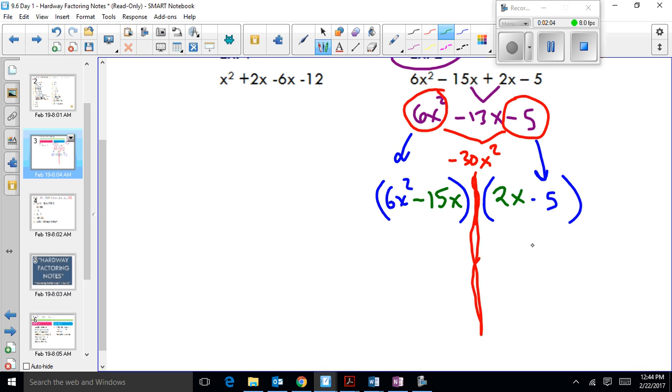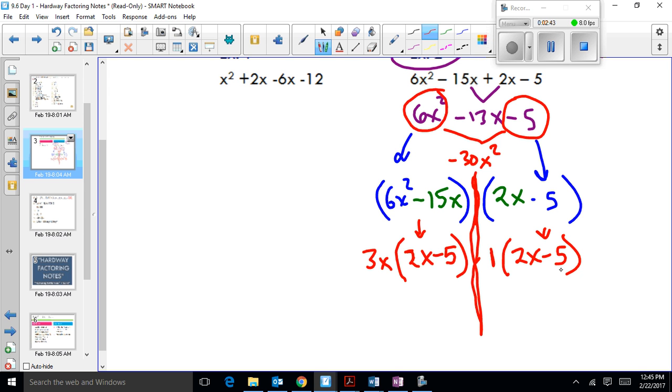All right. Now we factor out the things that we can from each one of these binomials. I'll switch colors. What can I factor out of here? It looks like I can factor out a 3 and an x. So this becomes 3x times 2x minus 5. Down here, I can't really factor anything out, so I could put a 1 on the outside just for show. And this is 2x minus 5.